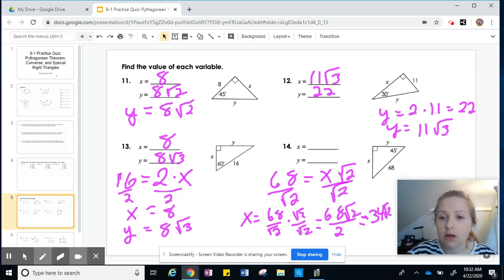So all that, and we have 34 square root of 2, and y is the second leg, and they're the same, so that's also 34 square root of 2.